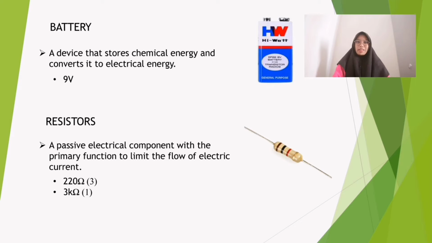Okay, the first component that we use is a battery. A battery is a device that stores chemical energy and converts it into electrical energy. In this project, we use a 9 volt battery. The second one is a resistor. A resistor is a passive electrical component with the primary function to limit the flow of electric current. In this project, we use 4 resistors, which are 220 ohm and 3 kilo ohm.